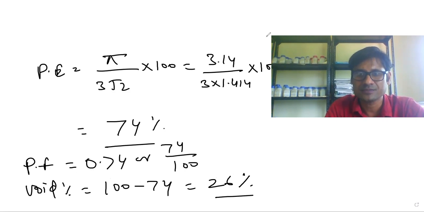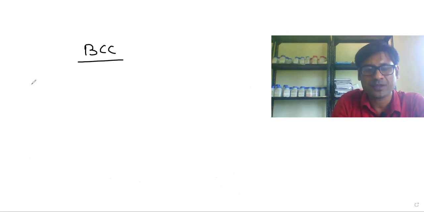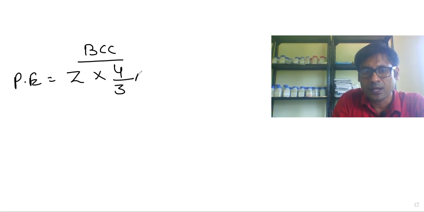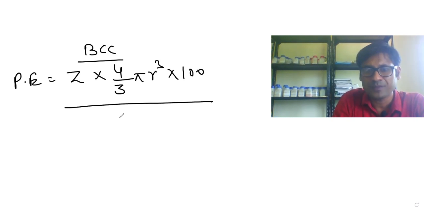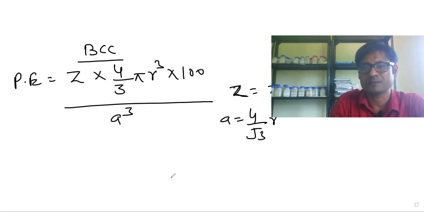Next one is in case of BCC. In case of BCC, what will be? In BCC, packing efficiency is equal to Z into 4 by 3 pi r cube into 100 upon a cube. And we know that Z is equal to 2. Number of atoms in BCC is equal to 2 and a is equal to 4 by root 3 R.